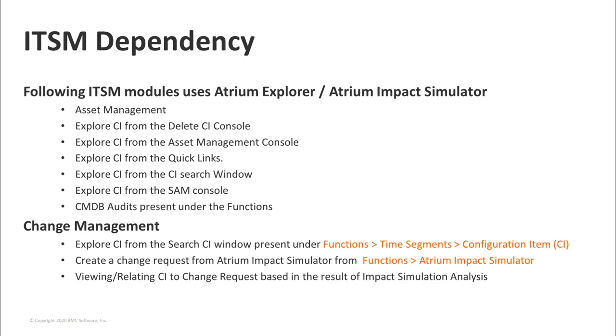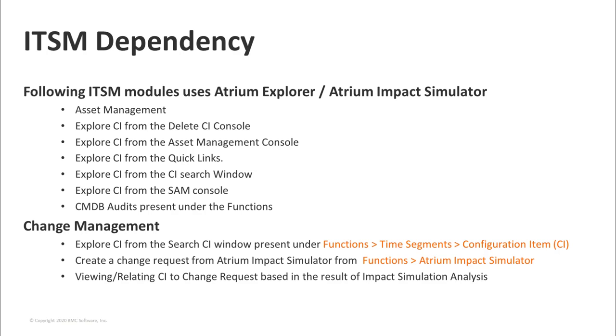For example, while deleting a CI, the user might want to see how the CIs are related to each other. From the asset management console itself, one might like to explore the CI relationship. Also while searching for a CI in the CI search window, from the Software Asset Management Console, also known as the SAM console. From the change management application perspective, Atrium Explorer shows configuration items and their relationships to other CIs, thereby enabling the user to improve the accuracy of change planning by locating the CIs. Within the change management application, the user can explore the CI by navigating to Functions, Time Segment, Configuration Item.